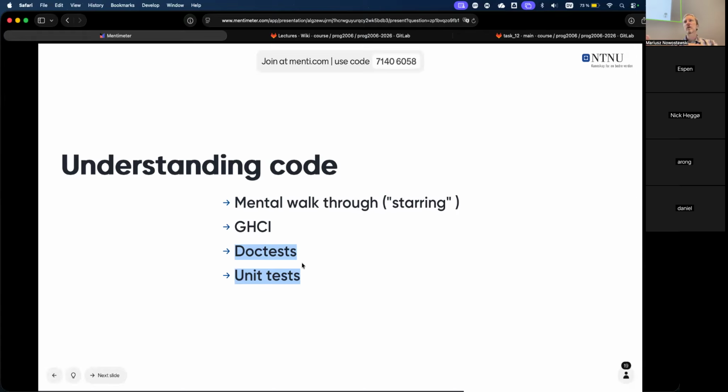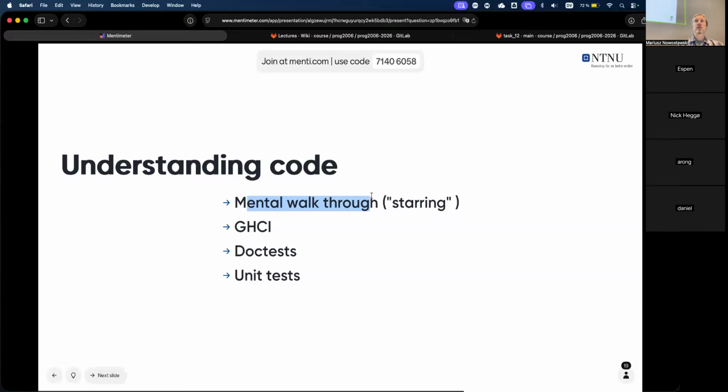Maybe you didn't think of something. And then the tests give you the information. The tests give you the help for the mental walkthrough to find what the problems are. So doing the tests, using GHCI and doing mental walkthroughs are the primary mechanisms for you to understand what's going on with the code. Doing print lines and debugging is a bit of a crutch.